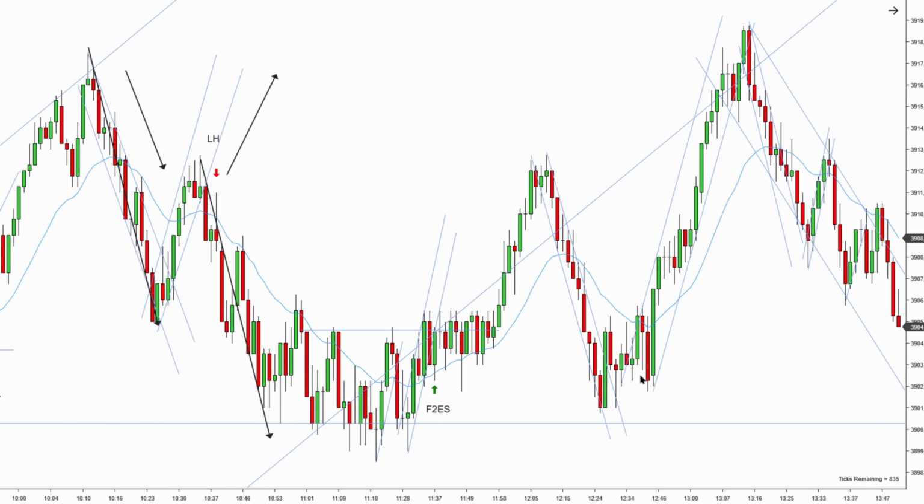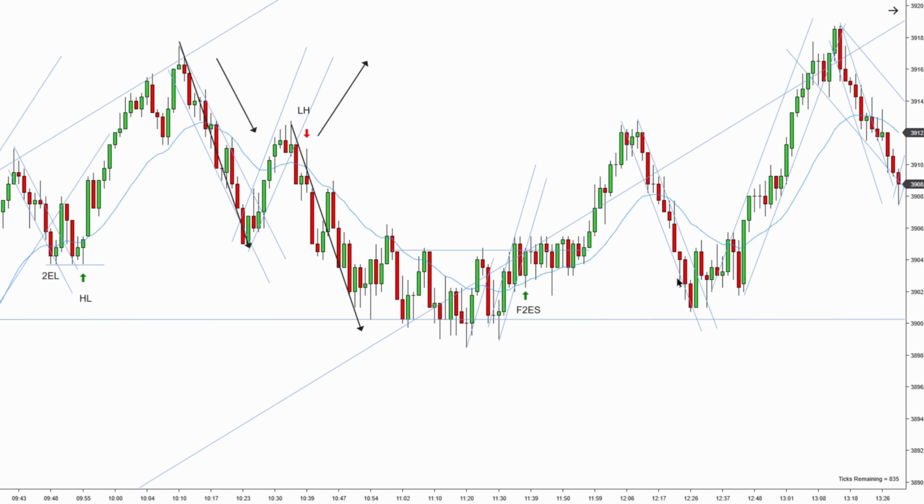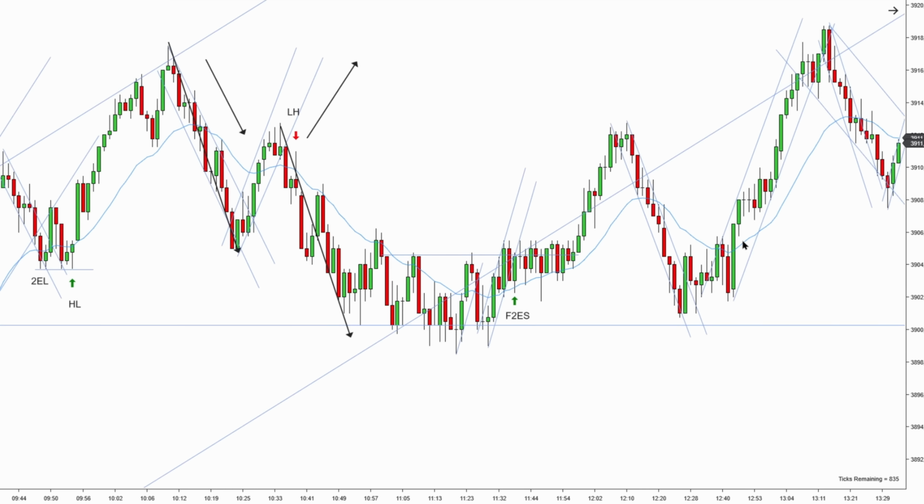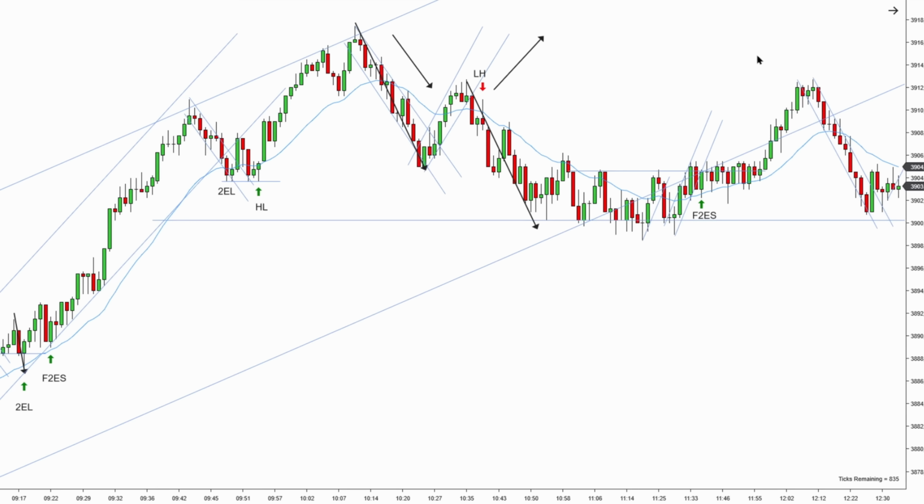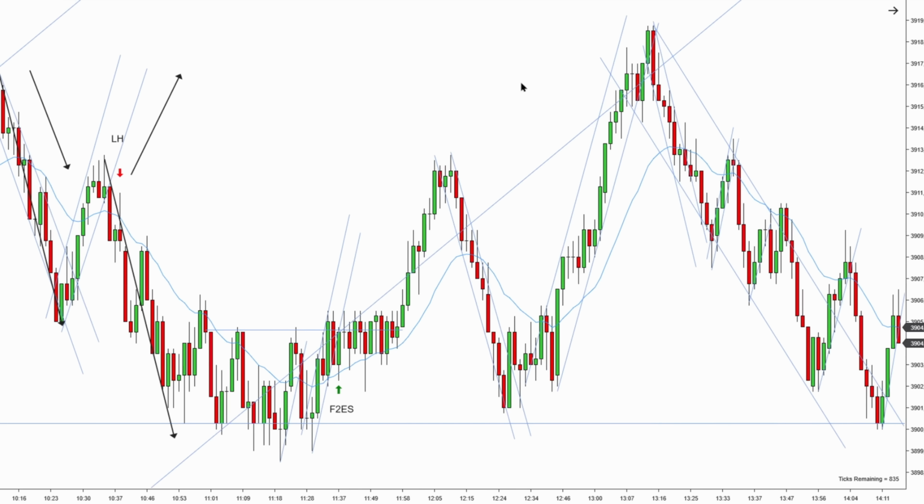Now you have a correction, and here's the area where you expect to get the same thing. You expect to get a failed second entry short, but you never get it above the EMA. Every single time you're below the EMA, and after you push above the EMA, you have no good setup near the EMA. You just keep pushing hard without a great setup, and you have a new high for this channel. So we expect a correction or possible reversal.